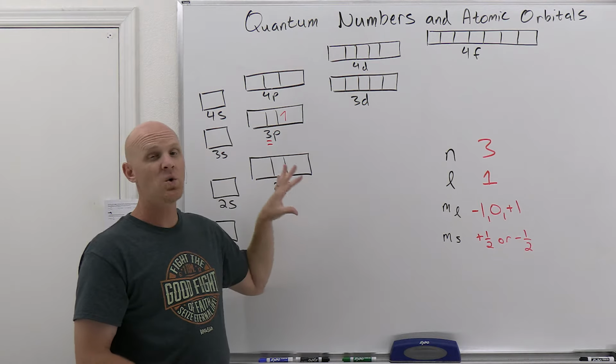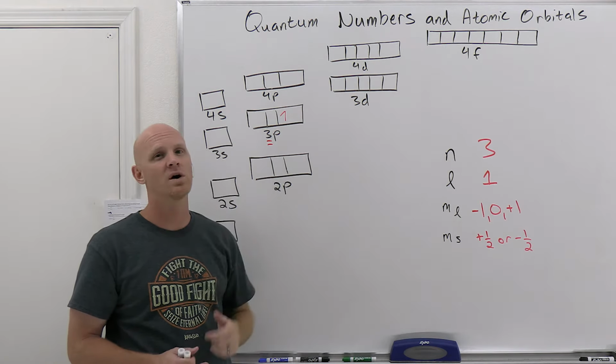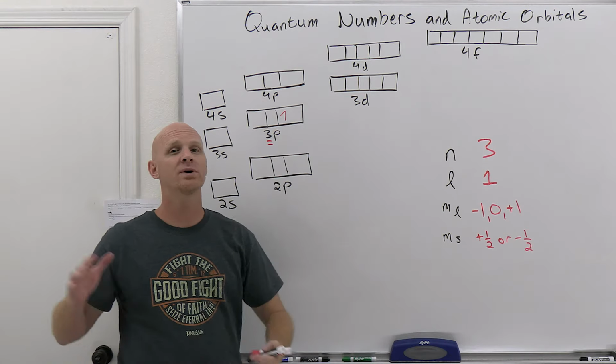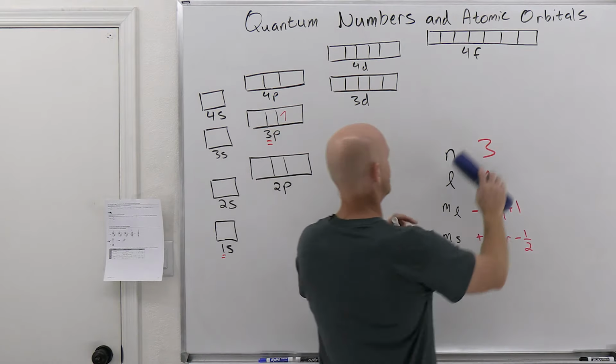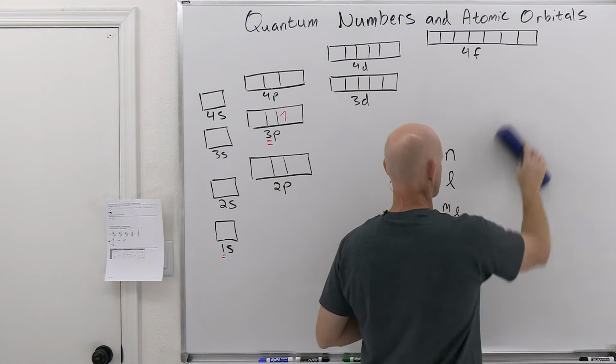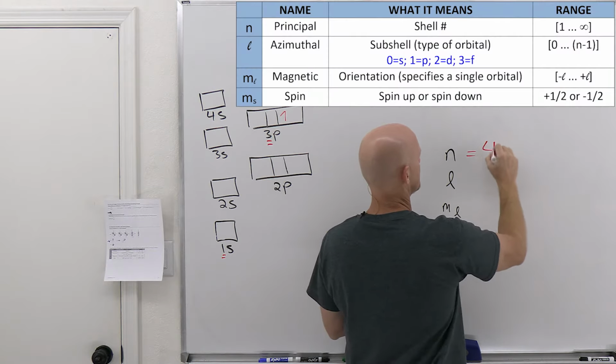Cool. The other way you could see quantum numbers showing up is they might just start giving you different combinations of quantum numbers and asking which of the following is even possible. So which of the following is a possible set of quantum numbers? So let's say we start messing with this a little bit. And so I first tell you that n equals 4.